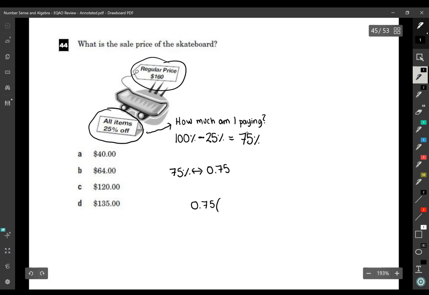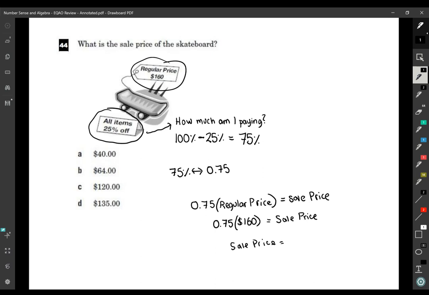So we know that 0.75 times the regular price is going to give us our sale price. Okay, so we're just going to sub in our values now. So 0.75, our regular price is given as $160. So sale price is going to end up equaling, well, let's see, 160 times 0.75, I get $120, which is C.